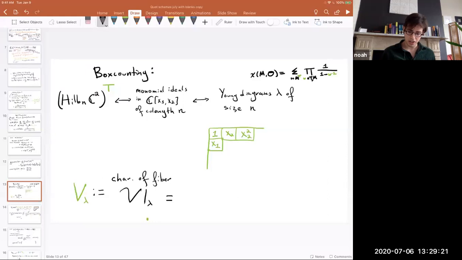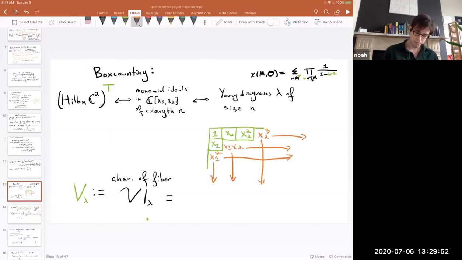And so how does that bijection look? Well, I take my Young diagram as pictured here, and I write the monomials that are there, and the ideal is going to consist of the monomials that aren't in this diagram. So here are some monomials that aren't in the diagram, and they turn out to generate the whole ideal. And so this corresponds to this ideal. And the character of this tautological bundle, I'll call V lambda, and so that's V restricted to lambda, and that also can be described in terms of this diagram. It's just the sum over boxes in lambda of the weight of the monomial appearing in the box.